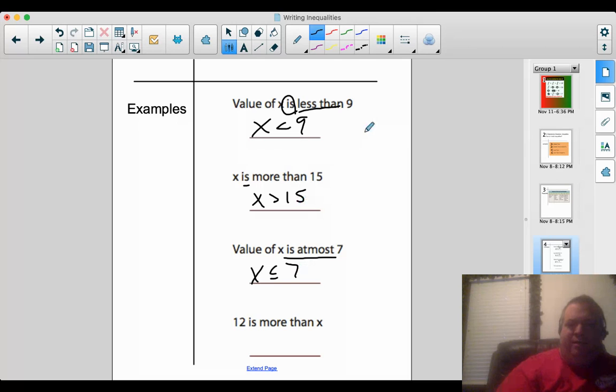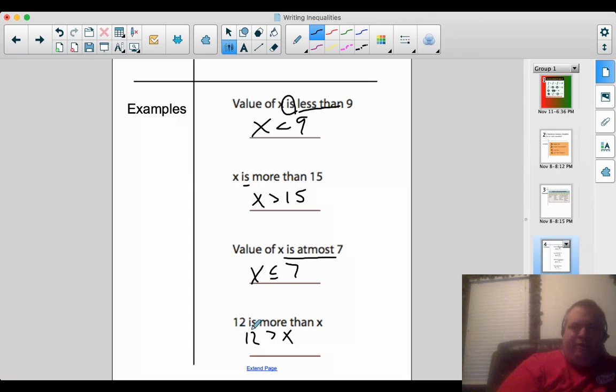Okay. Last one here, we got 12 is more than x. So 12 is more than is again greater than x. Now, the tricky part about this one is you might have noticed in all of these, we started with the x. We started with the variable. Here, the variable is at the end. Now, this isn't an untrue statement, but this is kind of telling you something about 12 when we want the statement to be saying something about x. So anytime the variable is on the right side, we want to rewrite it so that it's on the left.